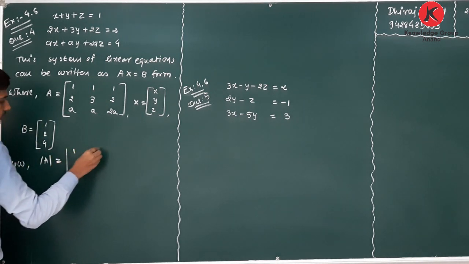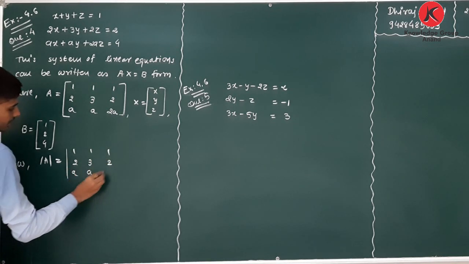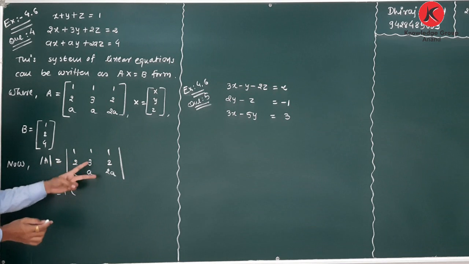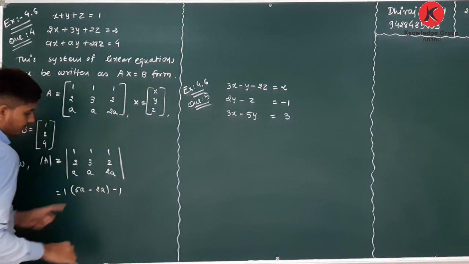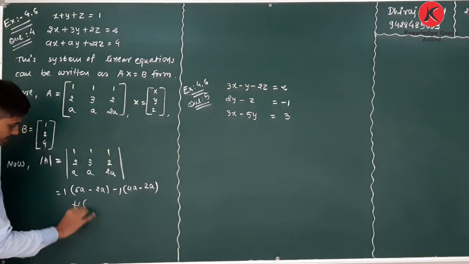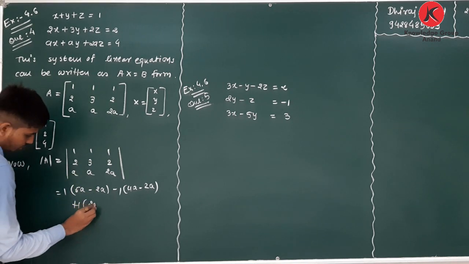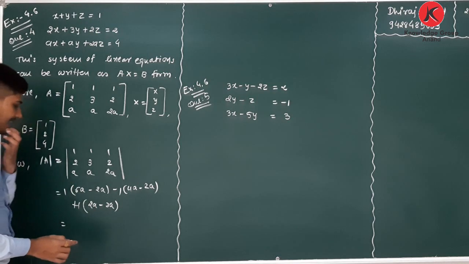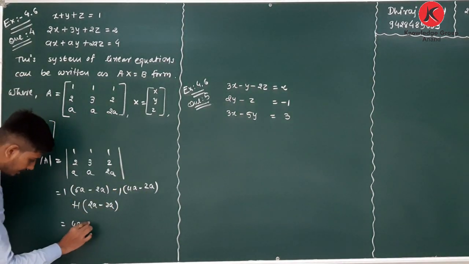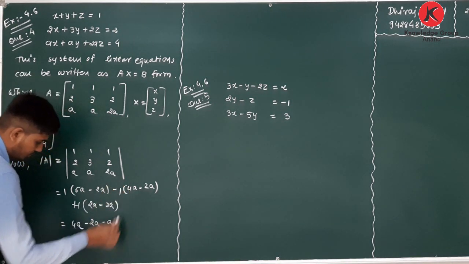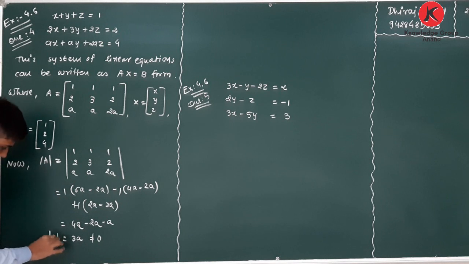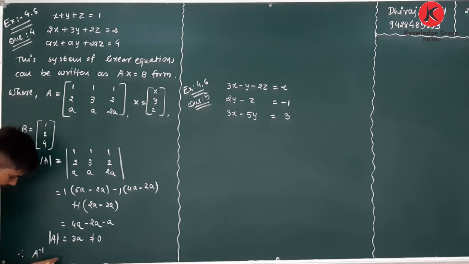What is determinant of A? 1 1 1, 2 3 2 and a 2 a. Simplify this one; you can directly expand, no problem. I am expanding this determinant by using row 1: 1 times (3a minus 2a), minus 1 times (2a minus 2a), and plus 1 times (4a minus 3a). Therefore I am getting 3a here, which is not equal to 0. Here determinant of A is not equal to 0. Therefore we can say that A inverse exists.